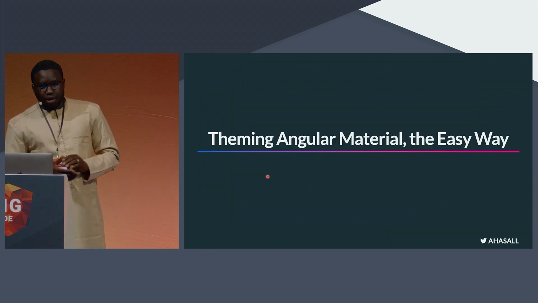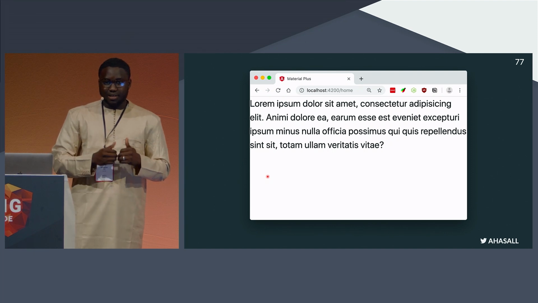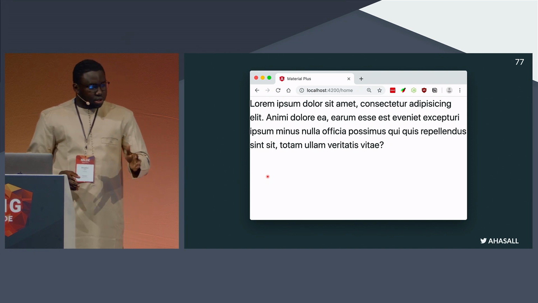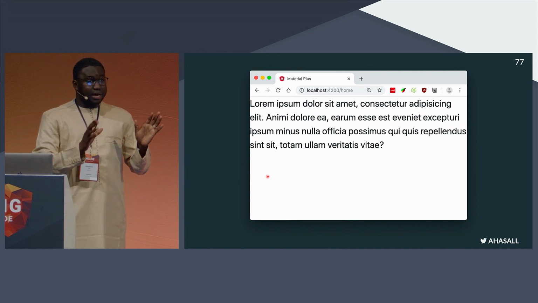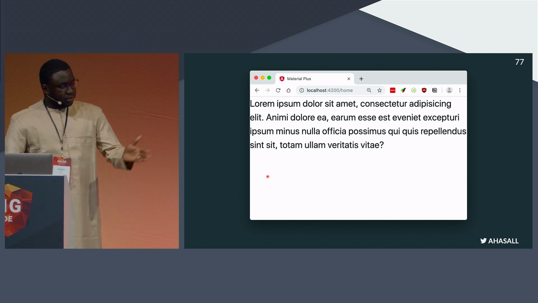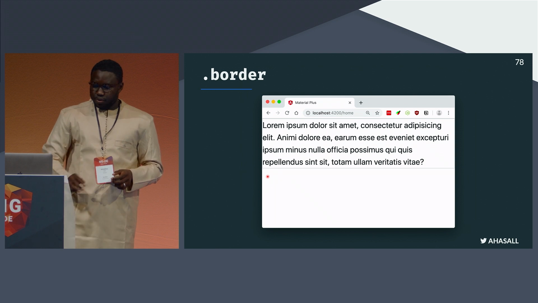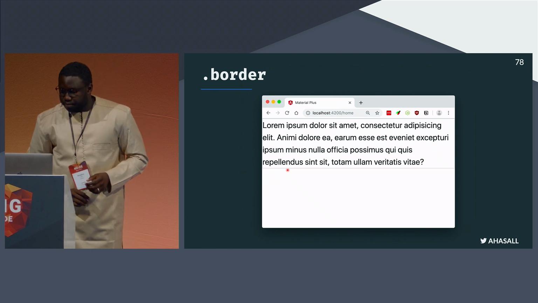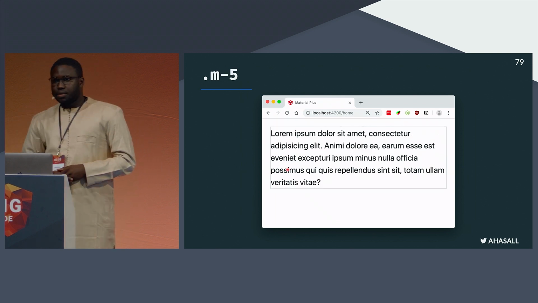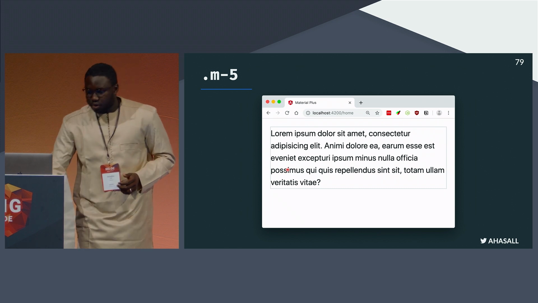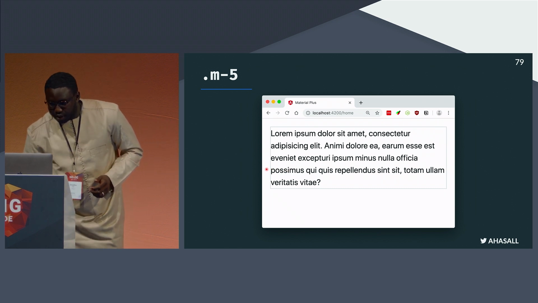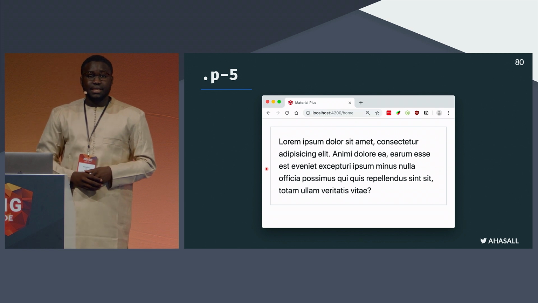So let's now talk about theming our Angular Material application the easy way. So how do I build these components right now, today, with my setup, Angular Material and Bootstrap? So I start with bare HTML. So it looks like this. Then I add a class, border. This will add the little border here. Then I add m-5. So this will add some margin here. Then I add another class, p-5.